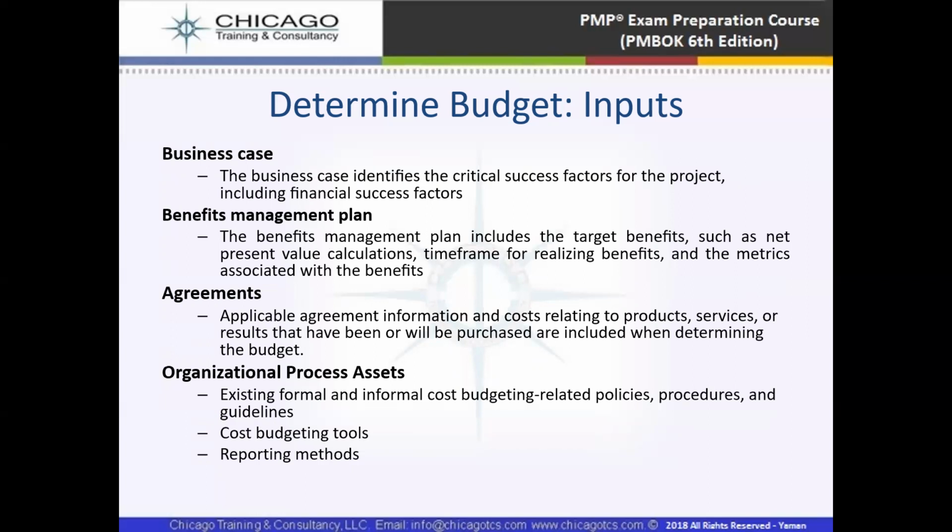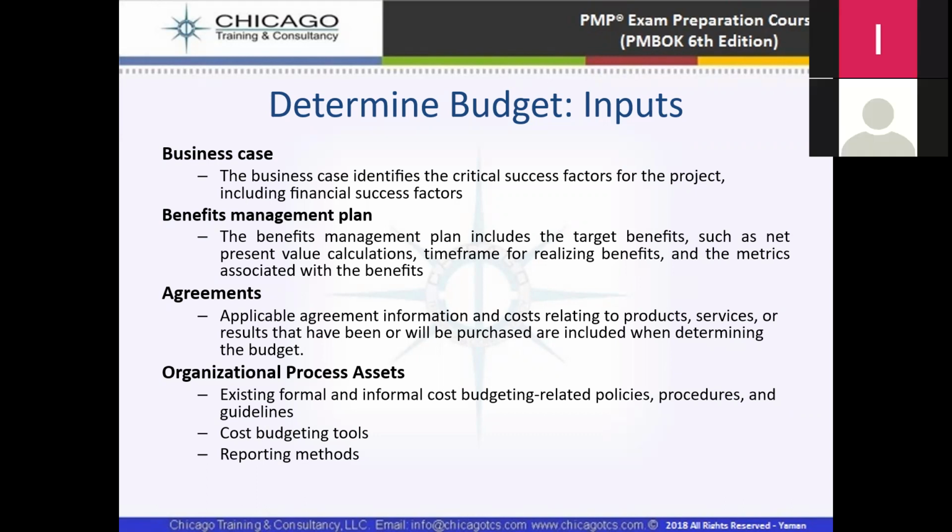And then we have the input like the business case. The business case, like the critical success factors for the project, is included in the business case. And then we have the benefit management plan, which is also part of the project charter. It will give us the net present value calculations, the time frame for realizing benefits, and the metrics associated with the benefits. And then we have agreements, like applicable agreement information and costs relating to project services or results that have been in place or purchased and are included when determining the budget. So we have all these agreements here.